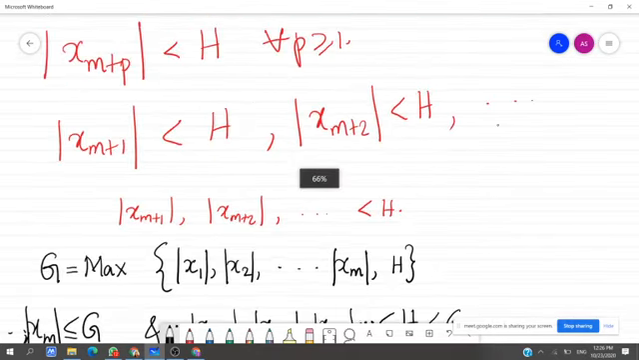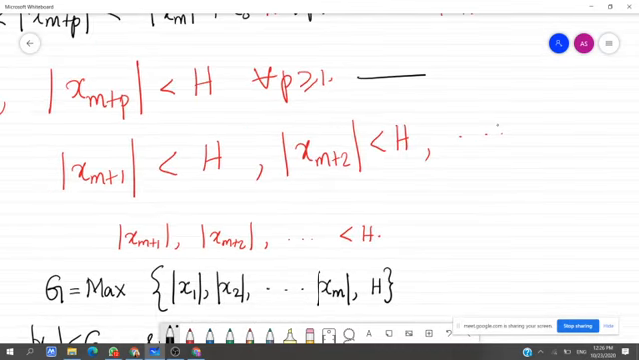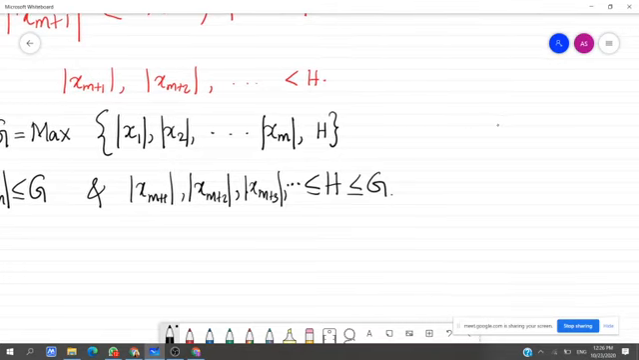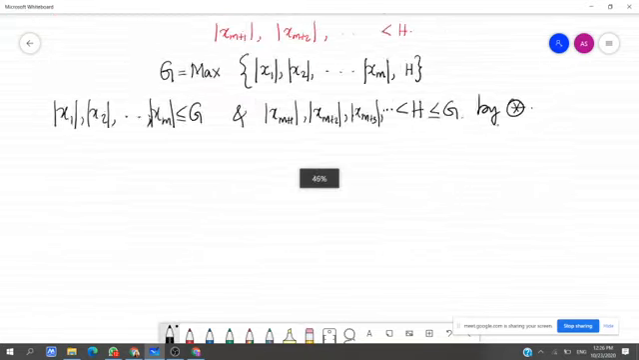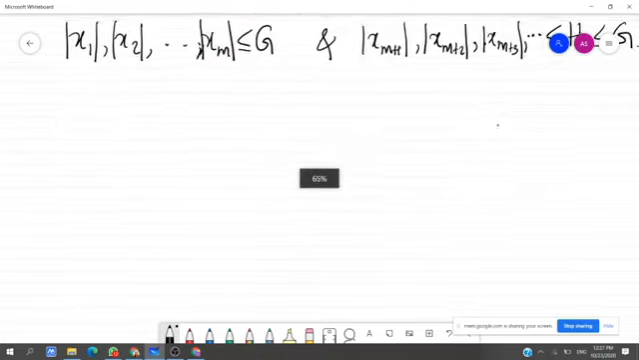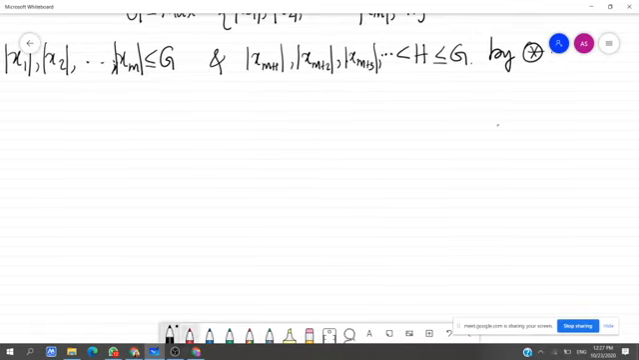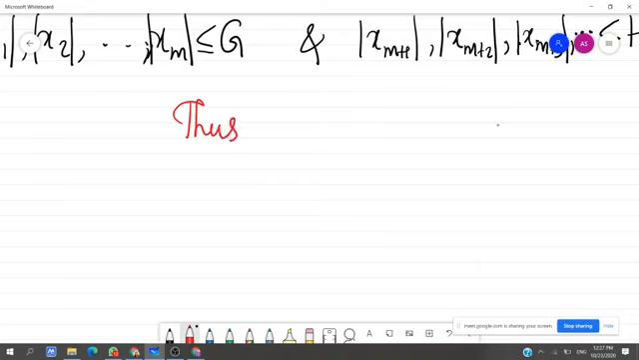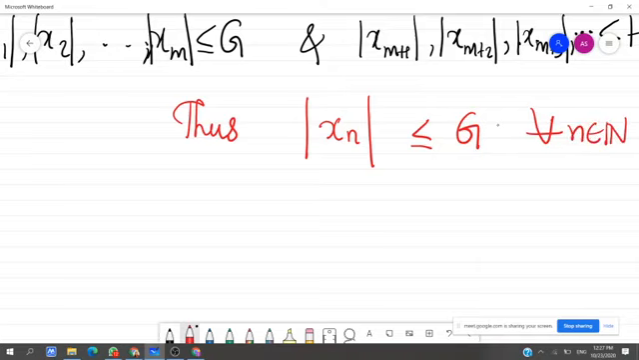These are all strictly less than H, and H is less than or equal to G by inequality star. So everything is less than or equal to G. These terms from the first term up to the mth term are less than or equal to G, and from the m plus 1th term onwards, all the rest are less than or equal to G. Thus we have all the terms less than or equal to G for all n. That means the sequence xn is bounded.